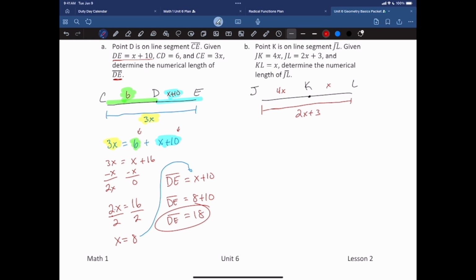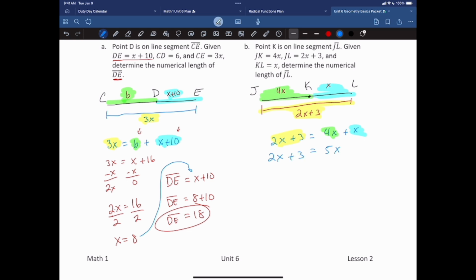Okay, so again, total length equals each segment added together. So we can write this as 2x plus 3 equals 4x plus x. Again, all I'm doing is taking the total length right here, which is equal to this portion of my segment and this portion of my segment. Okay, so we have 4x plus x, that's going to be 5x. So now we have 2x plus 3 equals 5x.